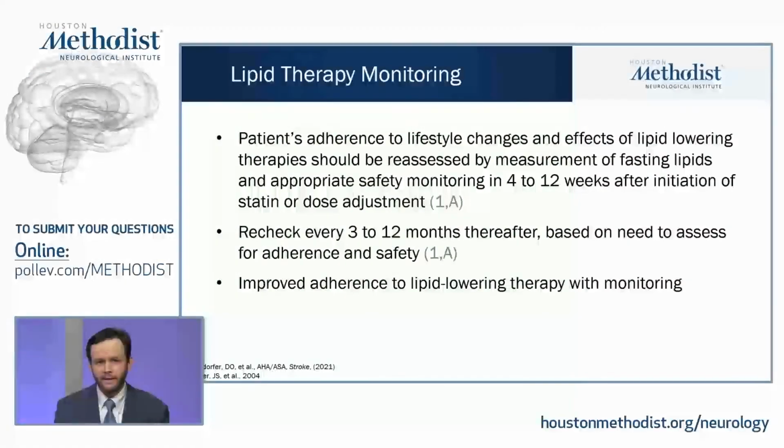In terms of monitoring, the guidelines also mention we should be monitoring our patients every 4 to 12 weeks after initiating a new medication regimen or dose adjustment. That's something that we do in our clinic, and it's a 1A guideline recommendation. And then you can recheck every 3 to 12 months based on the need to assess for adherence and safety. Studies have shown that when you monitor very closely, you improve patient adherence to the medication with long-term follow-up, making sure that long-term their risks are modified with ongoing treatment.